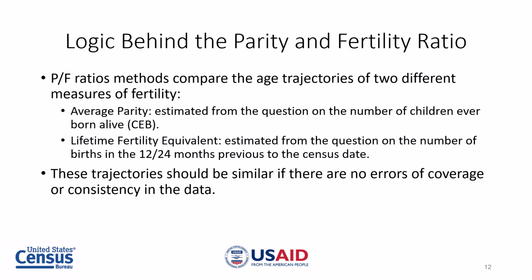It is estimated from the question on the number of children ever born alive. Lifetime fertility equivalents are estimates from the question on the number of births in the 12 or 24 months previous to the census date. This measure is subject to recall bias. These age trajectories of fertility measures are similar if there are no errors of coverage of birth records. In case there is a difference between average parity and lifetime fertility equivalents, then you can estimate and apply an adjustment factor to correct for undercoverage of birth recordings and obtain unbiased measures of maternal and pregnancy-related mortality.